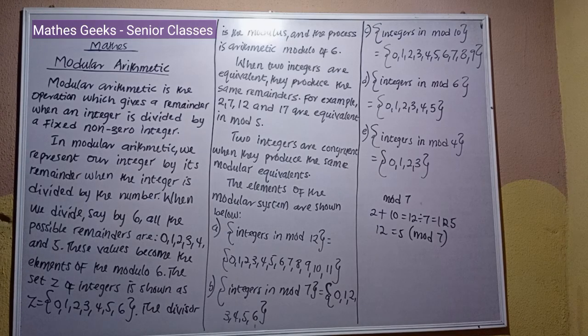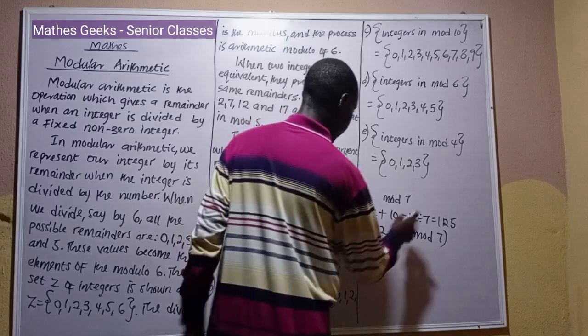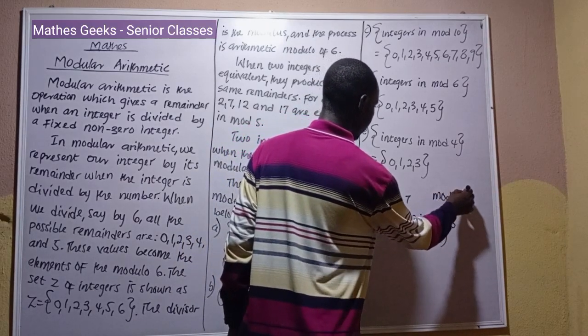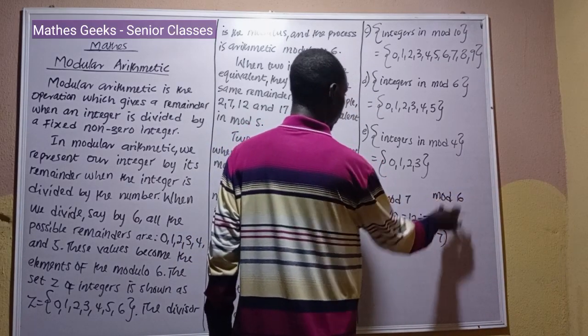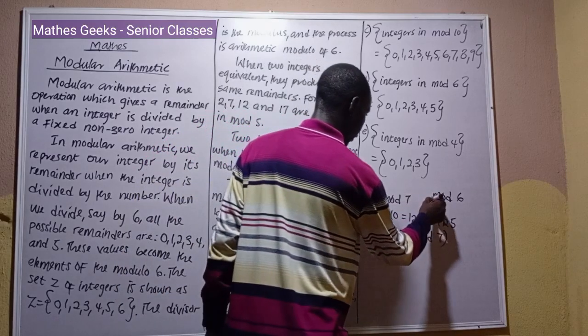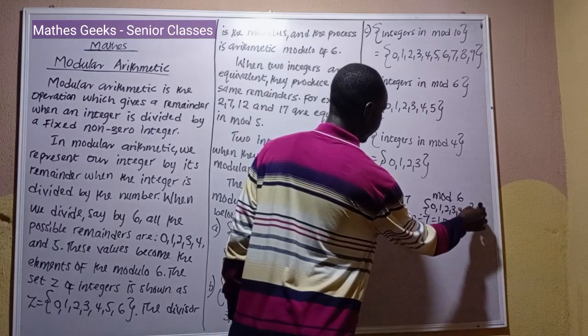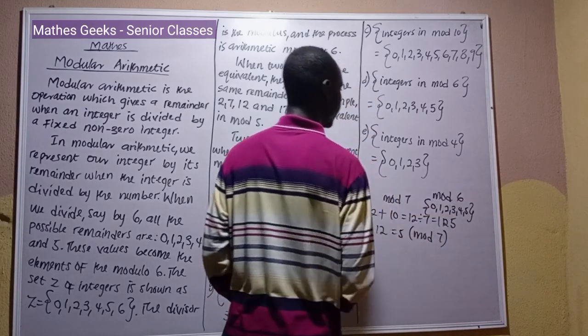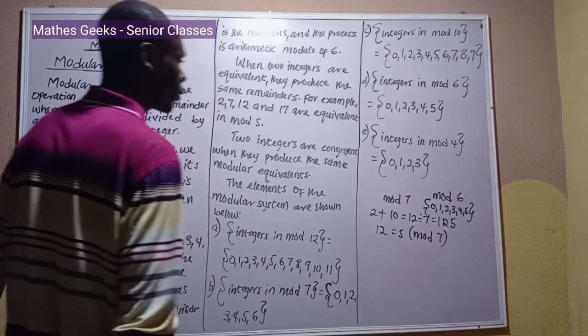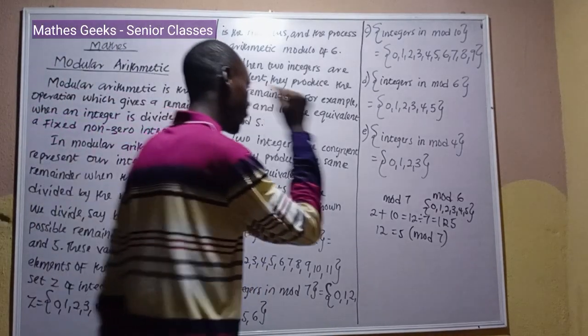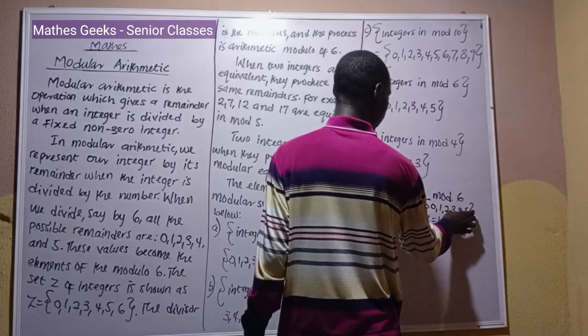When we divide, say, by 6, all the possible remainders are 0, 1, 2, 3, 4, and 5. These values become the elements of modulo 6. So to divide by 6 means the operation is carried out in mod 6, and the possible remainders form the set 0, 1, 2, 3, 4, 5. The remainder cannot be greater than the divisor. So if you are dividing by 6, the possible remainders will be from 0 to 5.